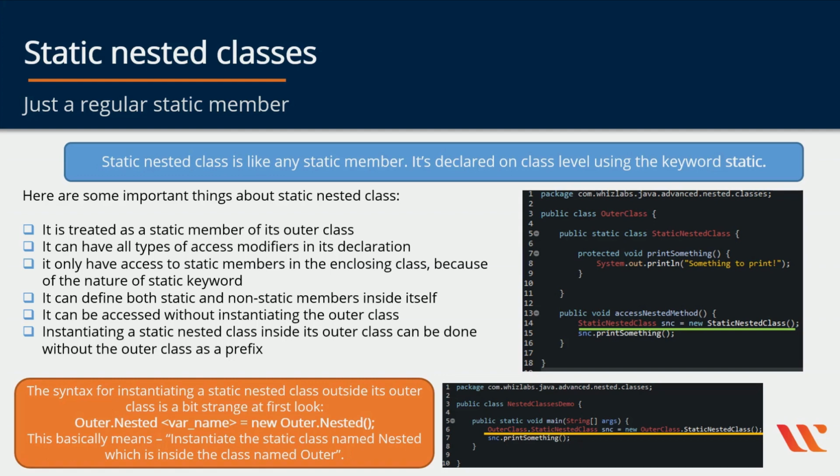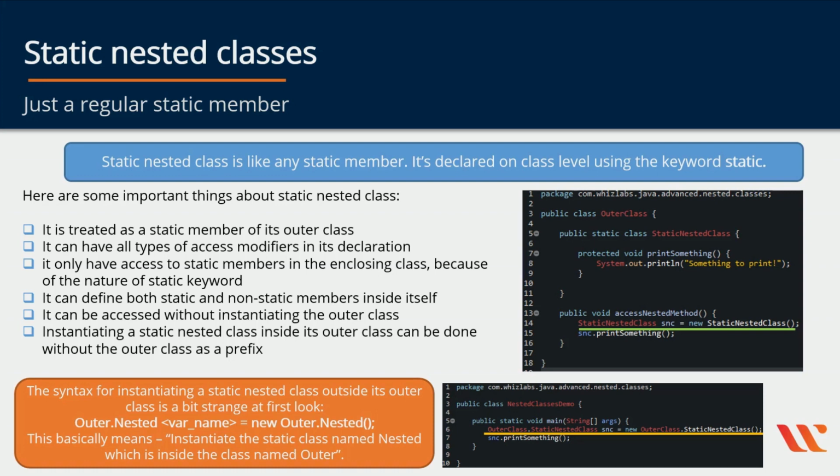It is treated as a static member of its outer class, as already said, so basically the rules for static methods apply to static classes as well. A static class can have all types of access modifiers in its declaration. Here is the moment to point out something that should be obvious by now, but I want to make sure I've said it. Static classes can only be defined on the class level. It can't be inside a method.